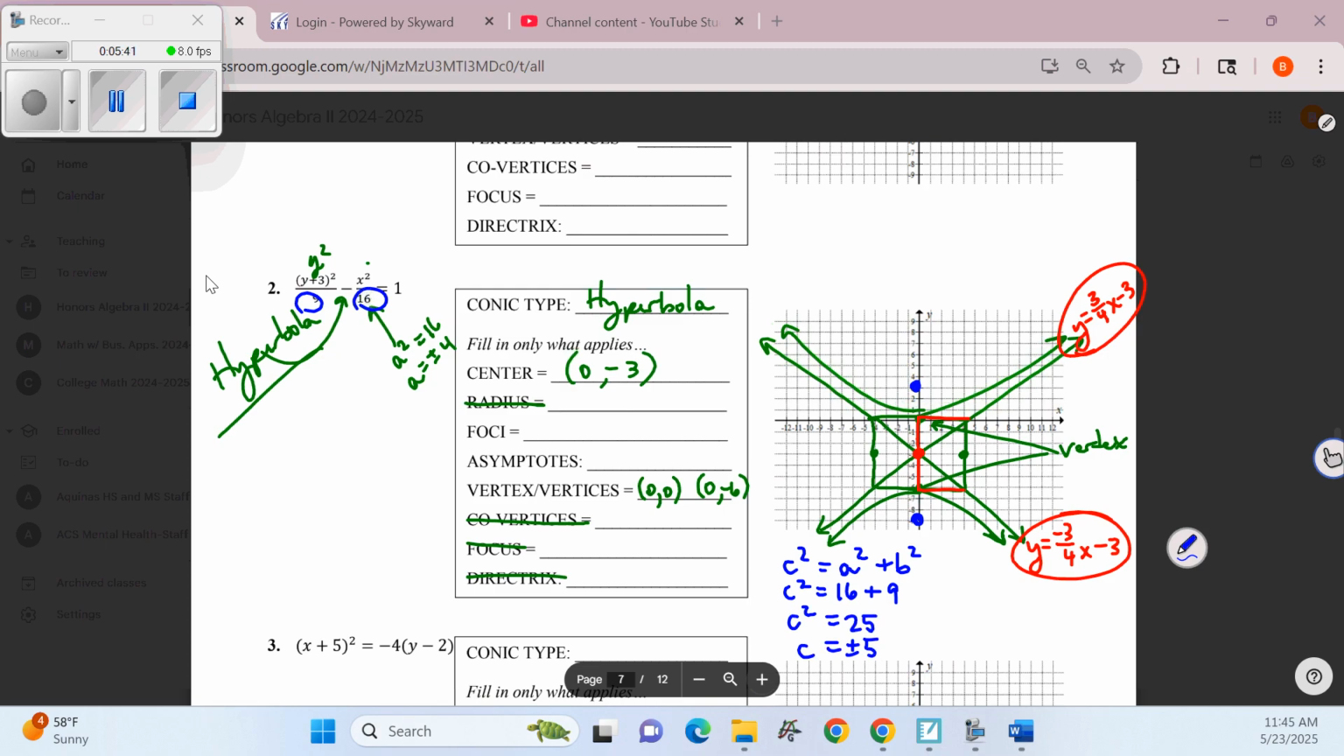That means we're going to go up and down 5 from the center point, which I've now got highlighted in red there in the middle. So up 5 from there would be here at 0, 2. So that's one focus point, 0, 2. And down 5 from that red center would be at negative 7. Oh, sorry, negative 8. So then the next one would be 0, negative 8. Asymptotes are in the red.